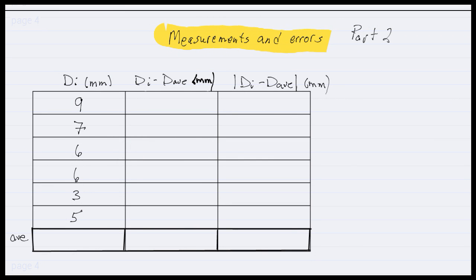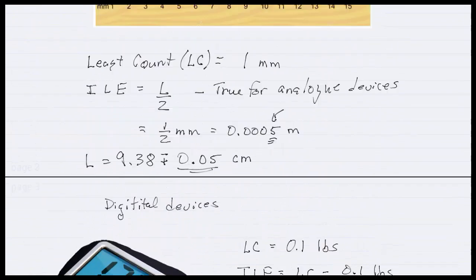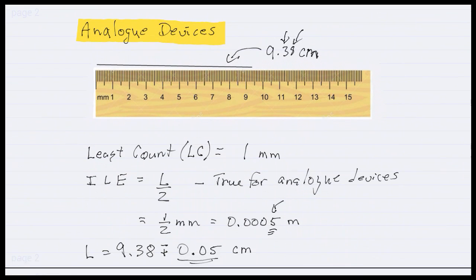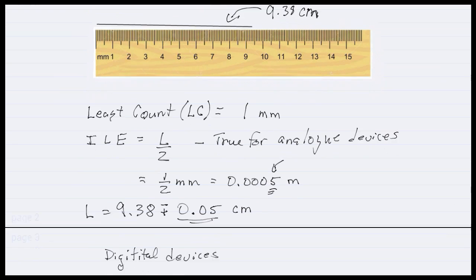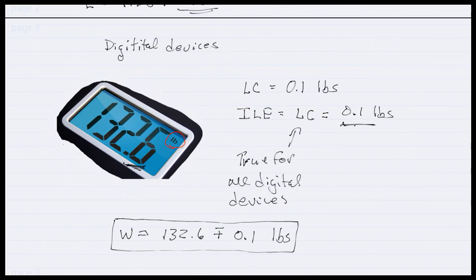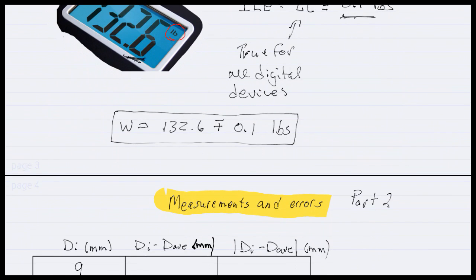Okay, welcome to part 2 of our talks on measurements and errors. In part 1, we talked about devices and the errors that we get when using devices. We talked about analog devices, the least count and the instrument limitation error, and also digital devices and how they work. You should go back and watch that previous video to get some explanations for some of these terms.